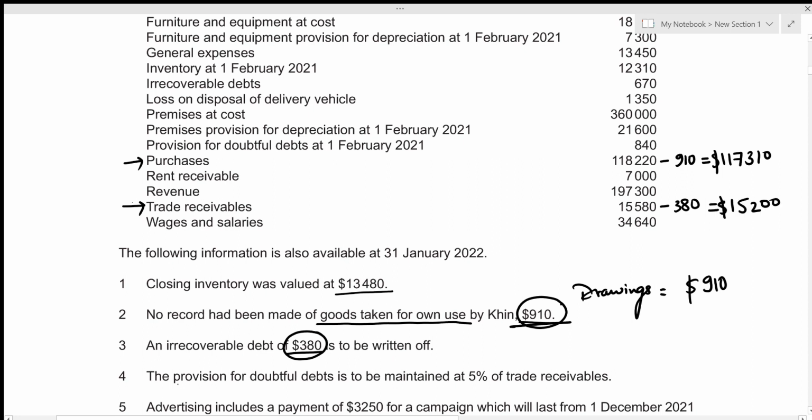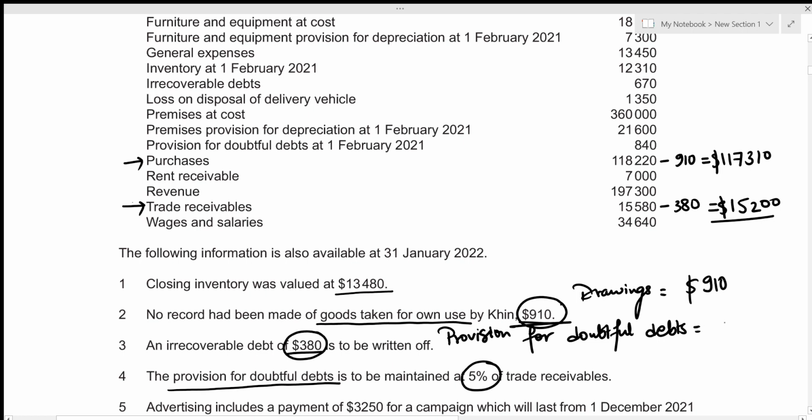Okay, then we are told that the provision for doubtful debts is to be maintained at 5% of trade receivables. So we already figured out the value for trade receivables to be 15,200, which means that we can easily figure out our provision for doubtful debts. Let's figure it out. And we are told that the provision is to be maintained at 5% of trade receivables. So let's write down our value of trade receivables, which is 15,200. And then we can just multiply it with our 5%, which we can write down as 0.05. And this gives our provision for doubtful debts to be 760.